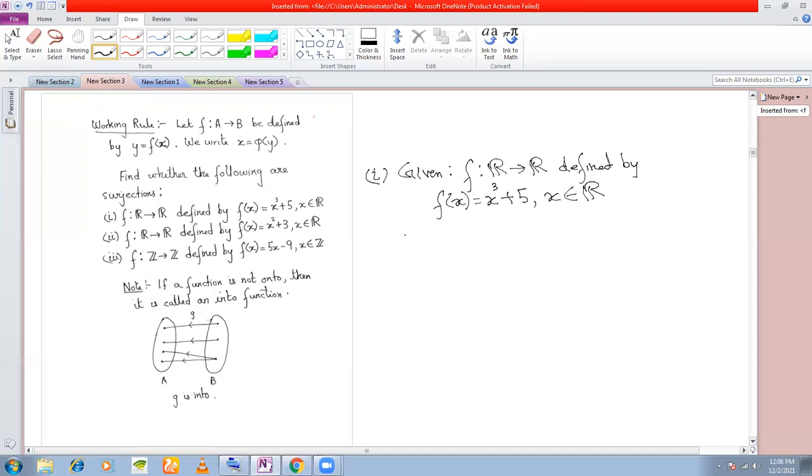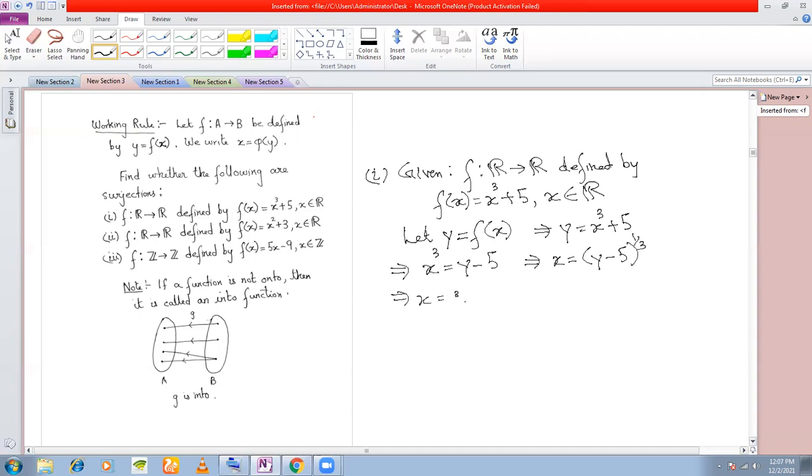So what you do here is, in order to start, you assume let y is equal to f(x). That means y is equal to x cube plus 5. Now you find x in terms of y. So x cube is equal to y minus 5. That means x is equal to (y minus 5) to the power of 1 by 3, or you also say x is equal to cube root of y minus 5, right?